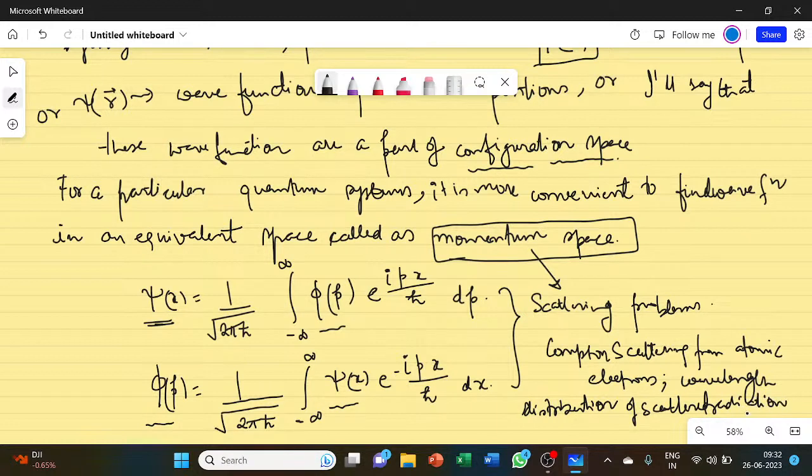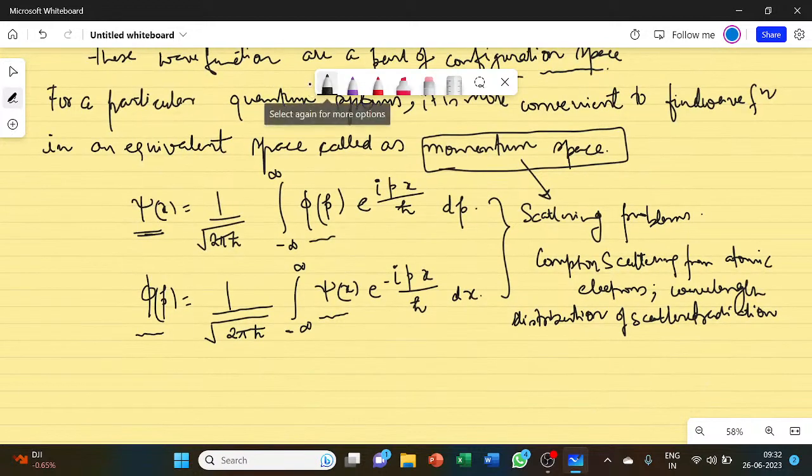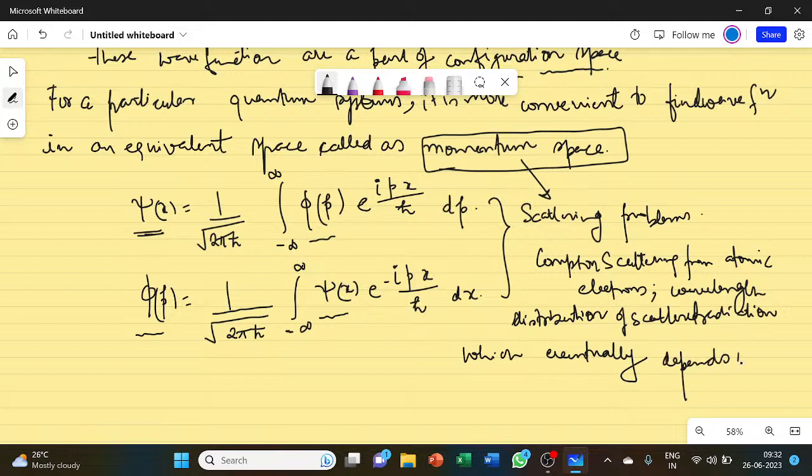Of the scattered radiation, which eventually depends upon the momentum distribution of the target electrons.